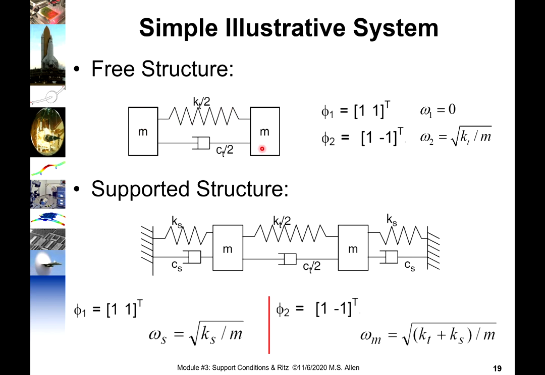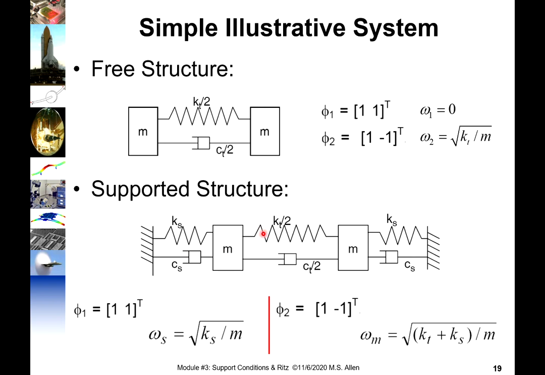So let's suppose we're trying to test this system. This system has two modes. It has a rigid body mode where both masses move in unison, and then it has a bounce mode where the masses move in opposition. And by choosing the stiffness as kt over 2, the natural frequency is just square root of k over m, as we're used to. So let's suppose then that we go and we hang that for a modal test by two bungee cords with stiffnesses ks and damping cs.